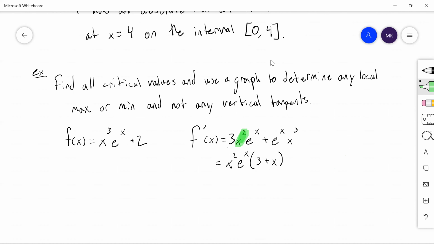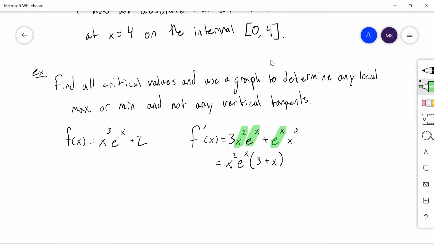I have the x squared, I have the e to the x, I have an e to the x, and here I have an x cubed. So by factoring out x squared e to the x, this first one here, all I'm left with is a 3. And over here, the e to the x is out, that's gone. And if I factor out x squared, I'm still left with 1x. So I have that. Does that make sense?